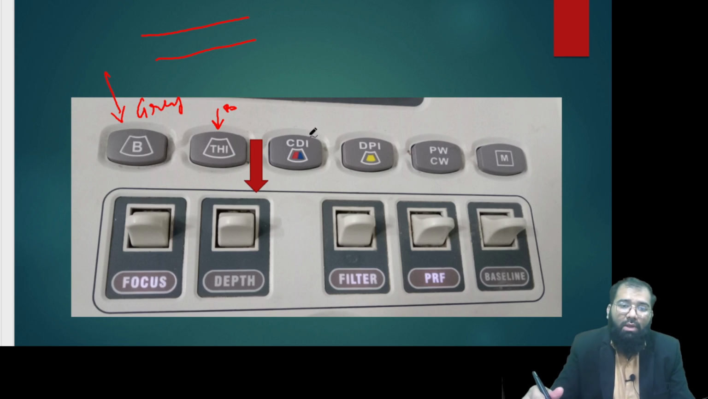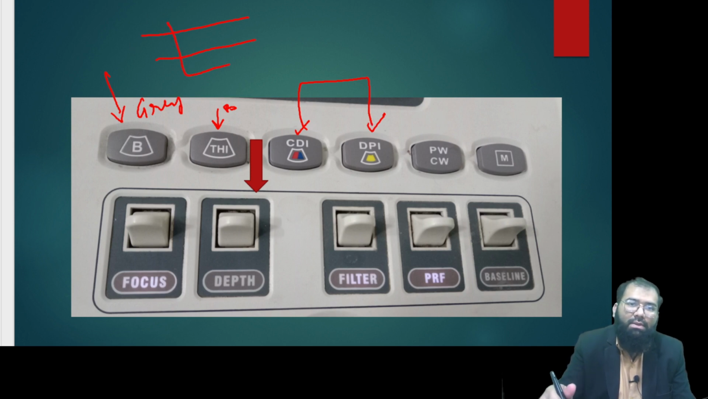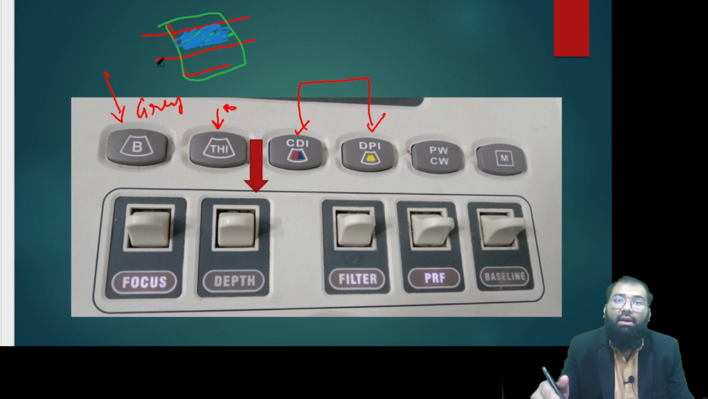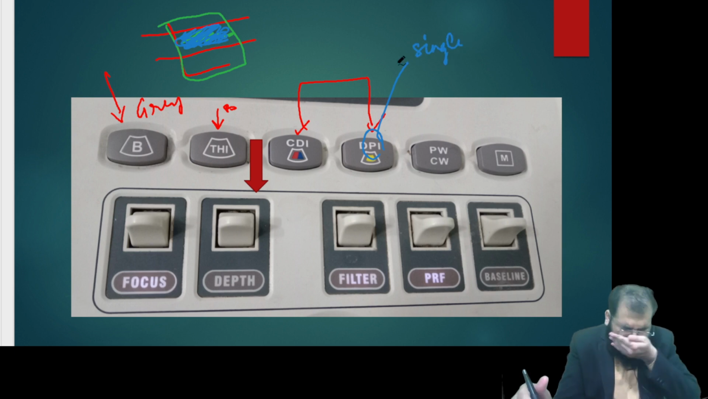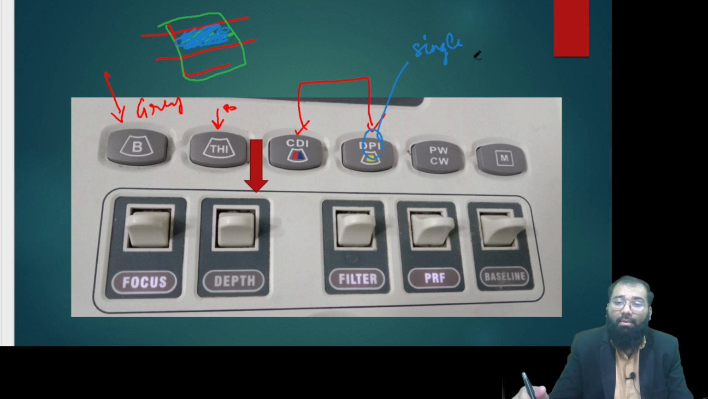Now coming to color Doppler and power Doppler. These both are color. As soon as you click on this, you see a color box, and you see that there is flow within the vessel. Depending upon how you have set the scale, there is either red flow or blue flow. But very important, power Doppler is not dependent on direction, so it will show a single color.